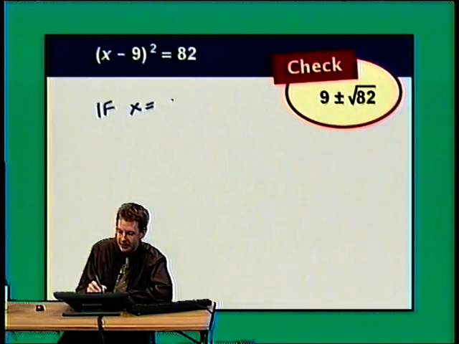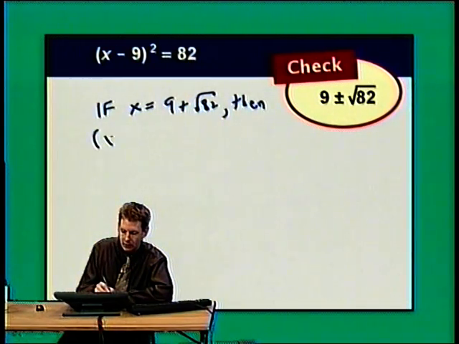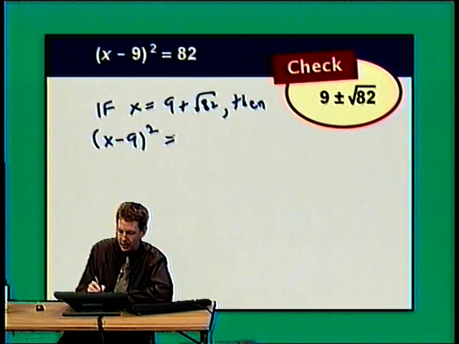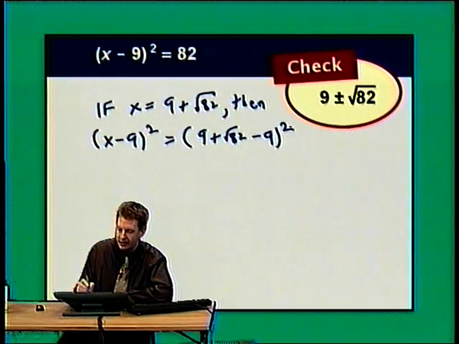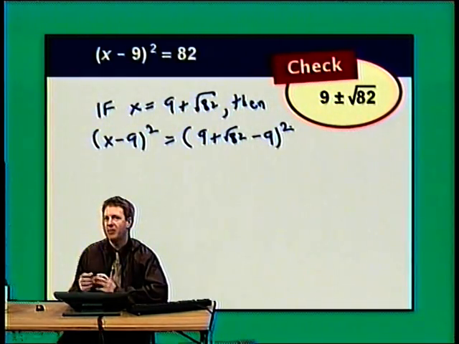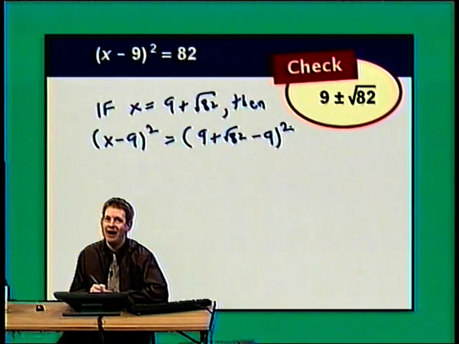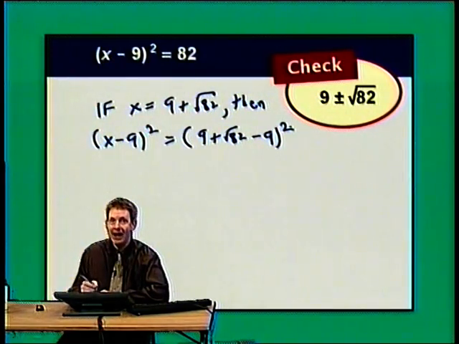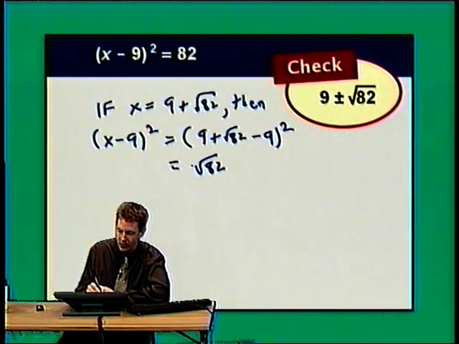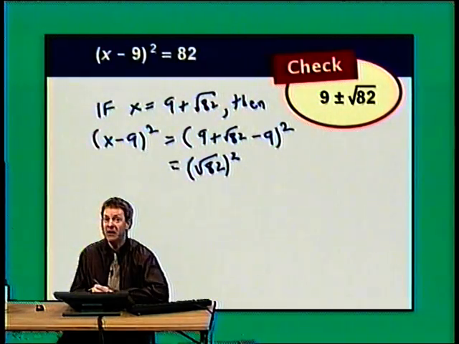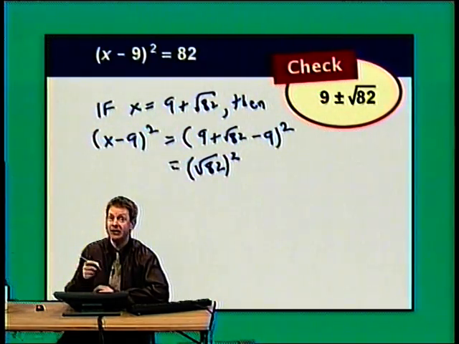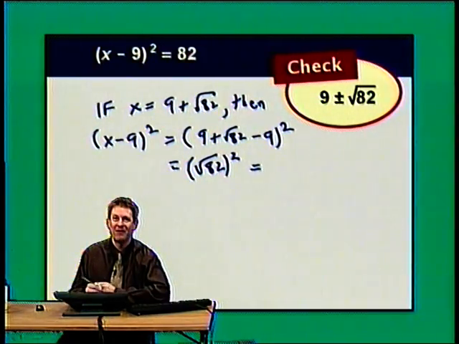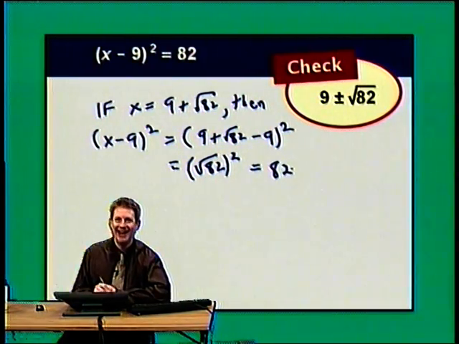If x equals 9 plus the square root of 82, then the quantity x minus 9 squared is 9 plus the square root of 82 minus 9, that quantity squared. Because of the commutative property of addition and the fact that subtracting 9 is the same as adding negative 9, I can just add the 9 and the negative 9. That adds to 0, and I'm just left with the square root of 82 squared, and the square root of 82 now is happy as a clam because it's just had its day. It's been squared. So it can fulfill its manifest destiny and become 82.